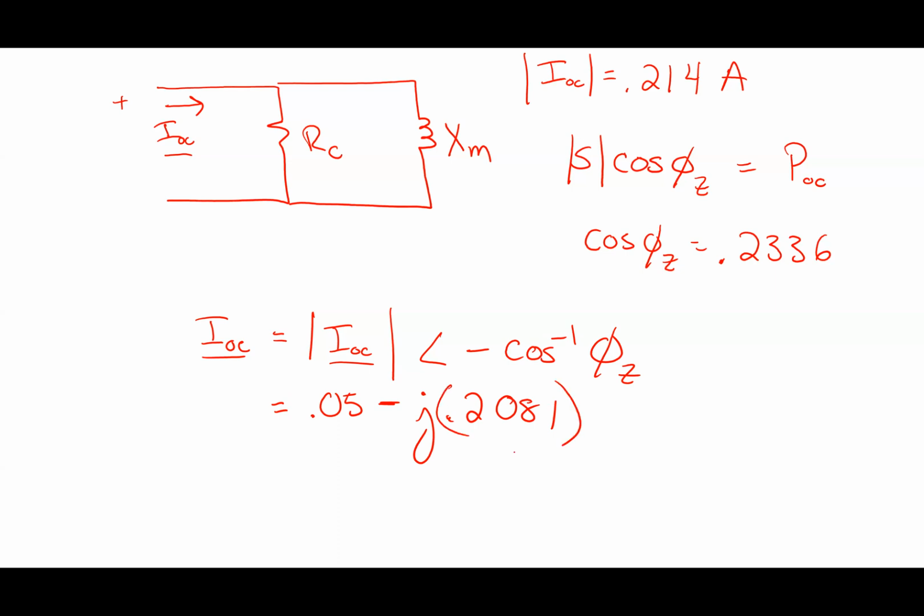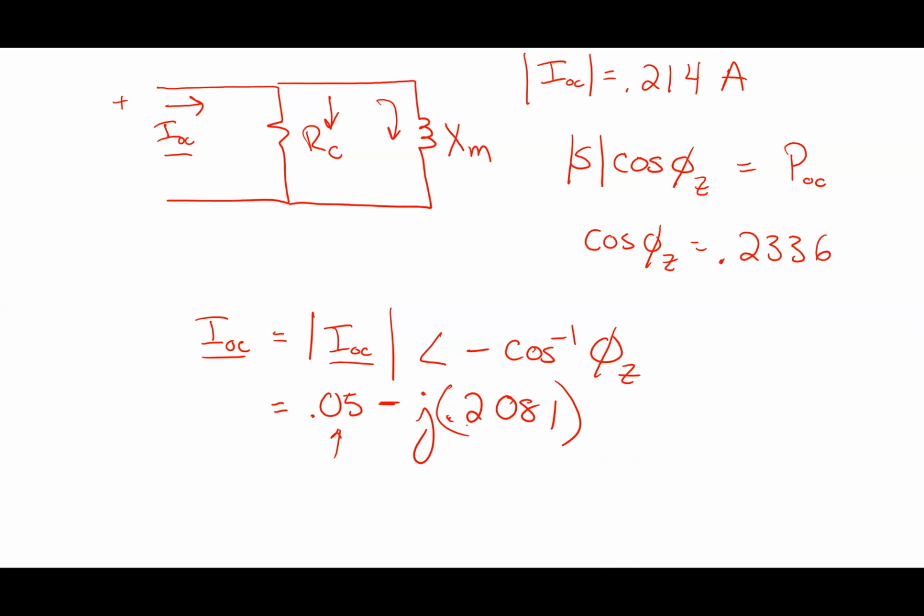I wanted to do it a slightly different way. I can look at that: 0.05 is going through one of those guys and 0.2081 is going through the other. Where is the 0.05 amps flowing? The resistor is taking the 0.05. And what's the inductor taking? 0.2081. This is the real part of the current, the current that's going through here. The imaginary part of the current is what's going through there.